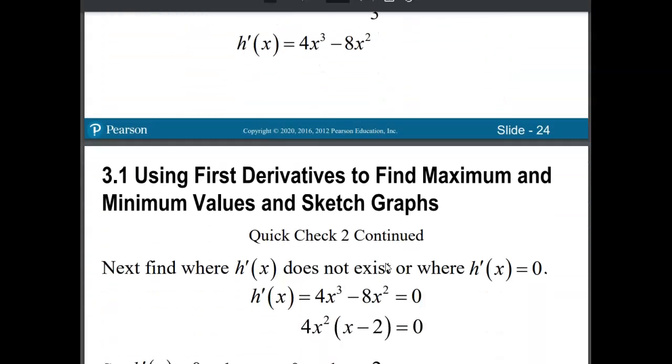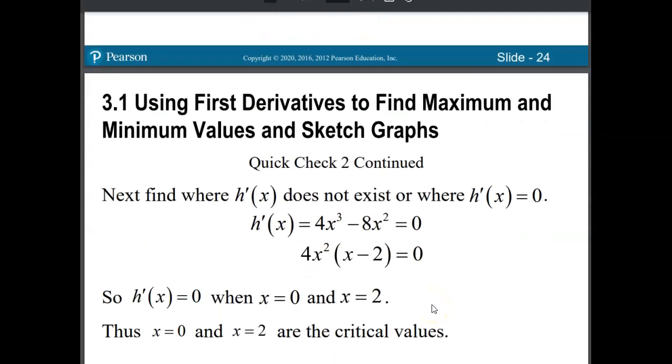Okay, we need to know where it is 0 and when it doesn't exist. It's always going to exist because there's no denominator to worry about making it undefined, so we set it equal to 0 to locate our critical points. Here we could factor out 4x squared. That leaves x minus 2. Setting those to 0 gives me x equals 0 and x equals 2. So my critical points are 0 and 2.